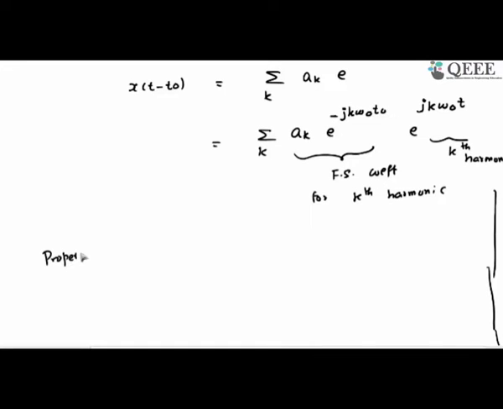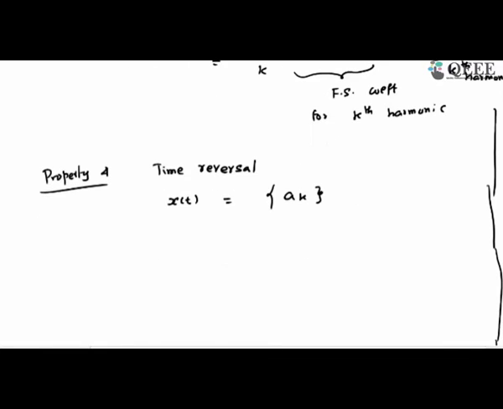Property 4, it is called time reversal. Okay, so let us say x of t has Fourier series coefficients given by the set ak. Now x of minus t, so time reversal is you change the time axis by multiplying with minus 1.